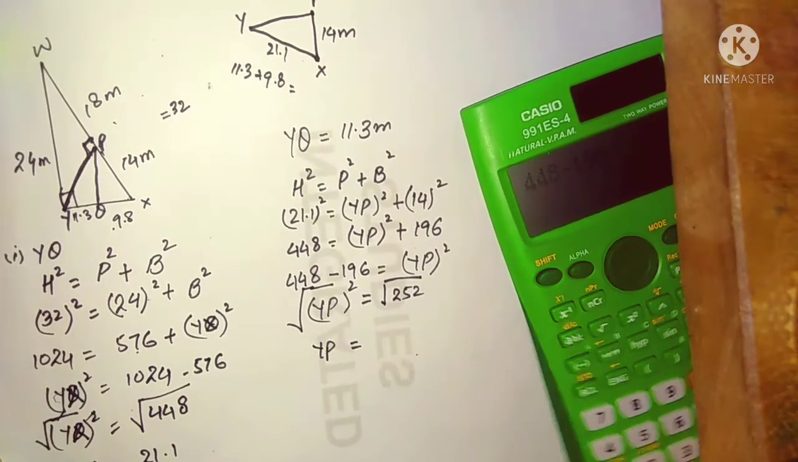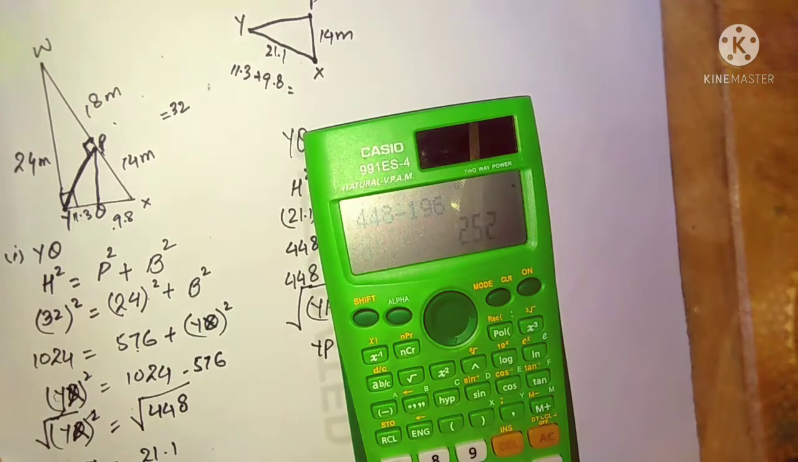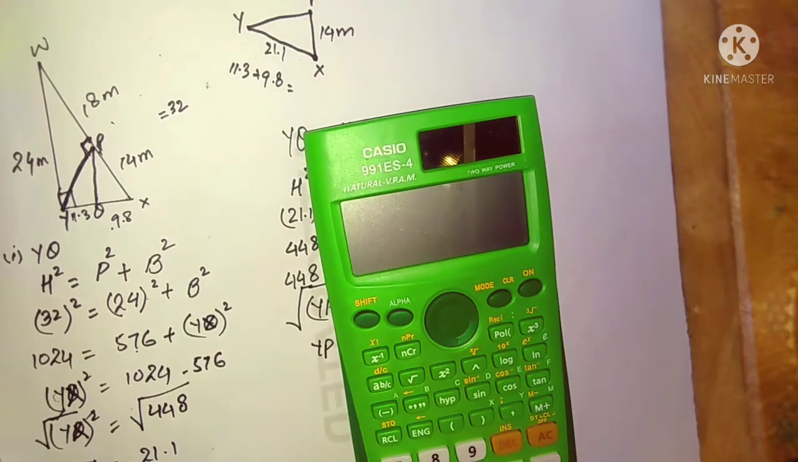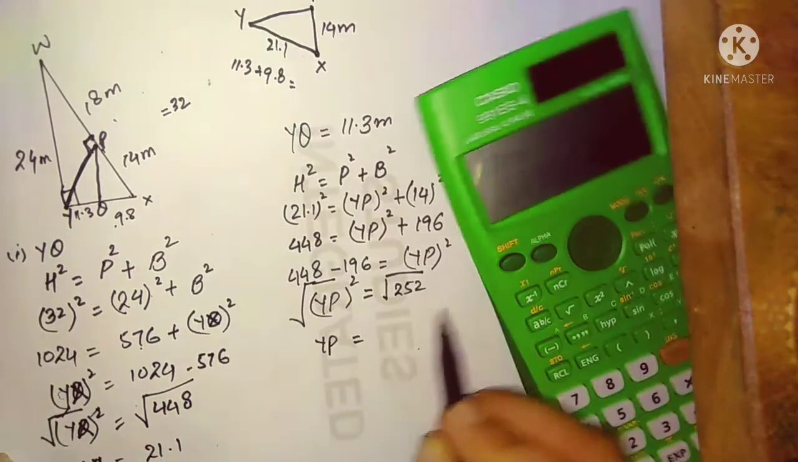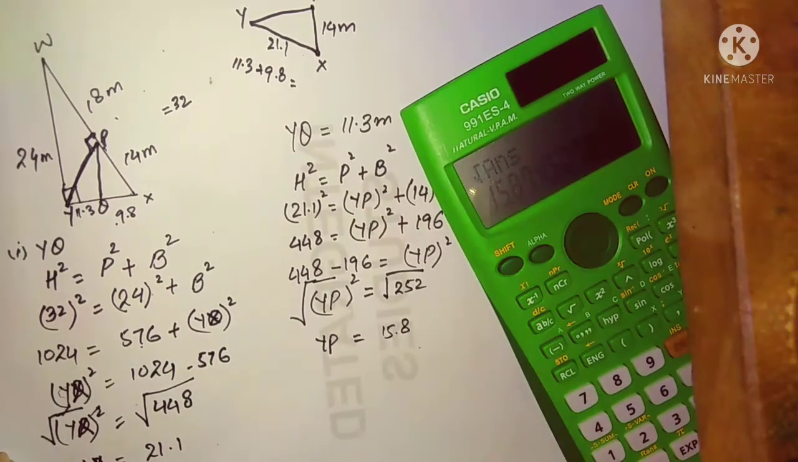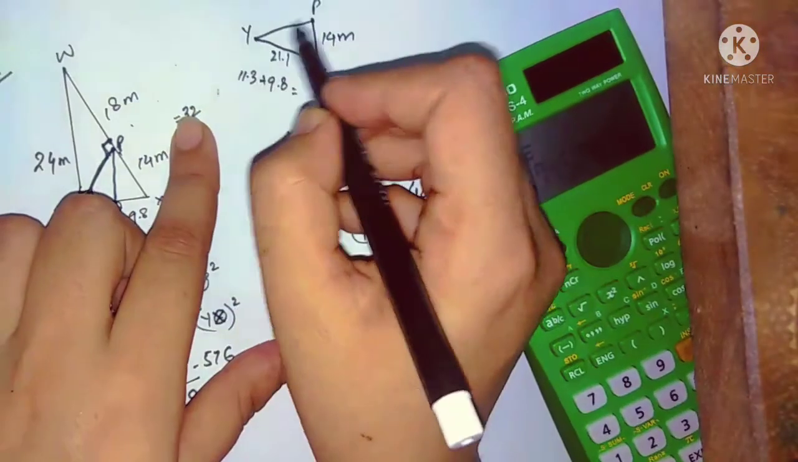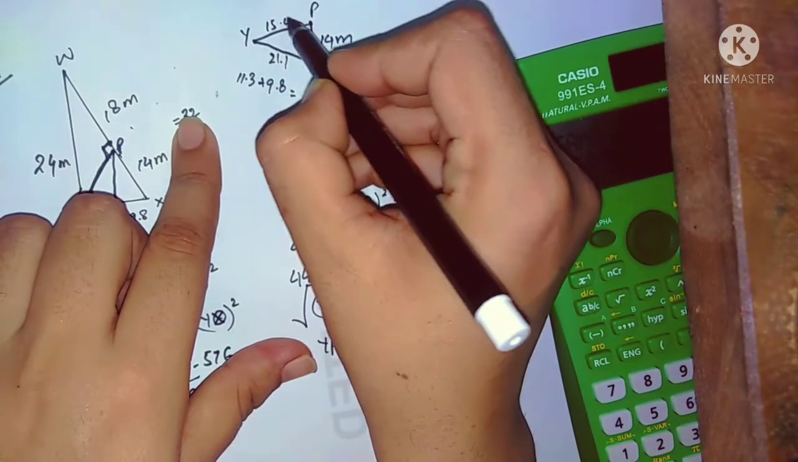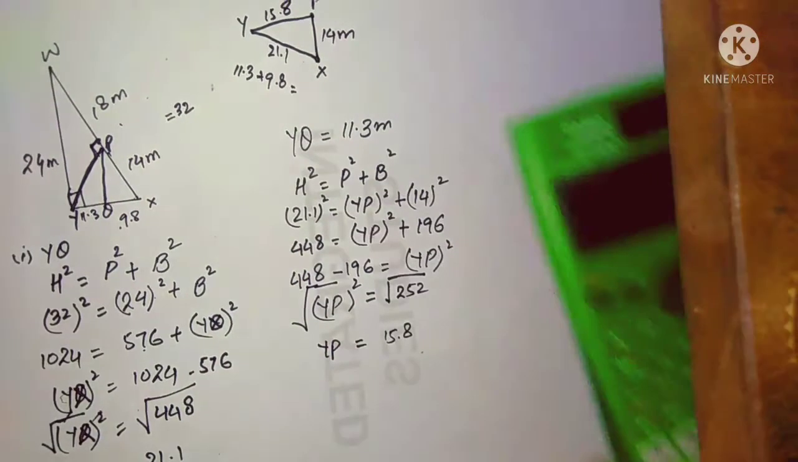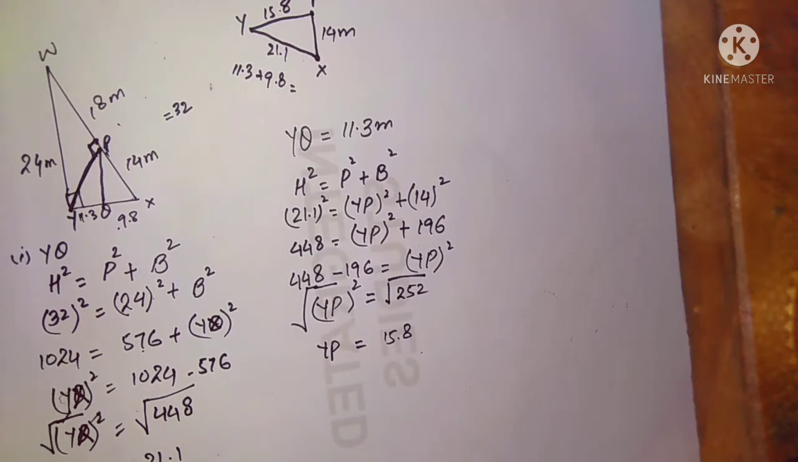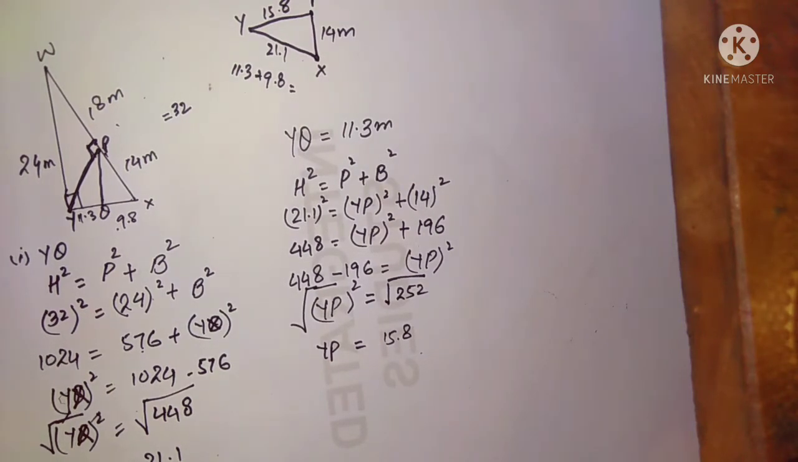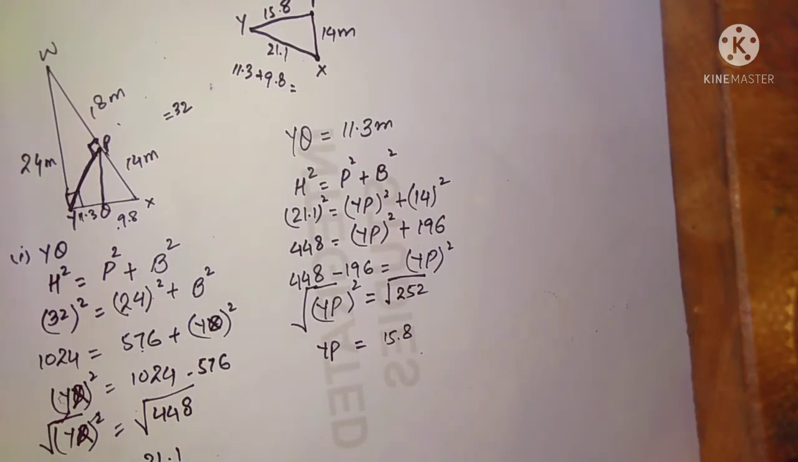So let's take the square root on both sides. YP will be equal to the square root of 252, so it is 15.8. So students, YP is 15.8. We have found this YP, which is 15.8. So now you know that we have to find out the area.